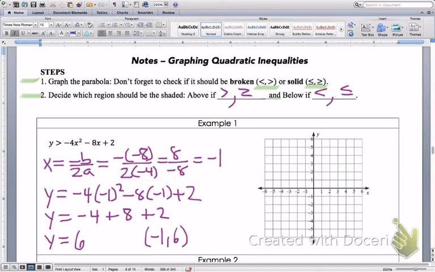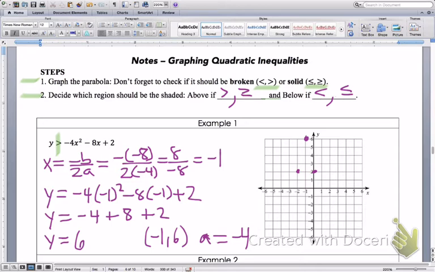And our a value over here is negative 4. So we're going to graph using those two pieces of information, a and vertex. So we're going to go negative 1 and up 6. We're going to graph our vertex, and then we're going to drop 4, 1 to the left, 1 to the right. That's going to be my parabola. Now, because my inequality is greater than, we are going to be shading above it, and we're also going to be drawing a broken parabola.